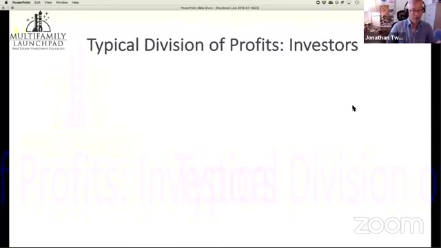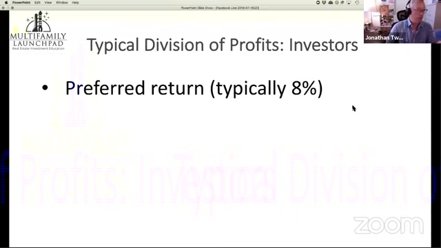Now, how do you divide up the profits? Well, typically, here's what your investors are going to get, okay? They're going to get a preferred return, which is generally 8%. Now, what a preferred return is, in case you're not really clear on the concept, a preferred return means that they have a preference in the distribution of profits, right? That's where the word preferred comes from. It's a preference. And what that means is they get basically first dibs. It means that before the sponsor gets paid, the investors are getting paid, okay?